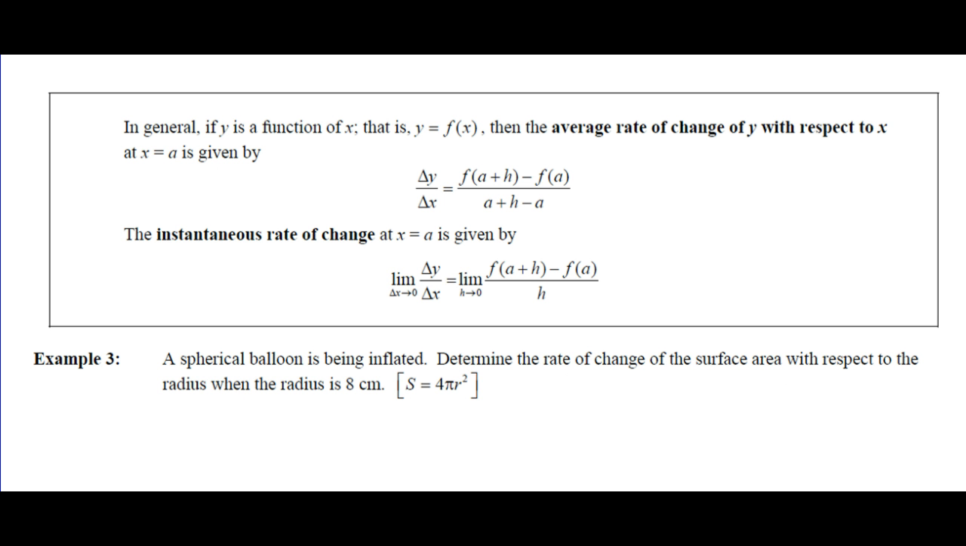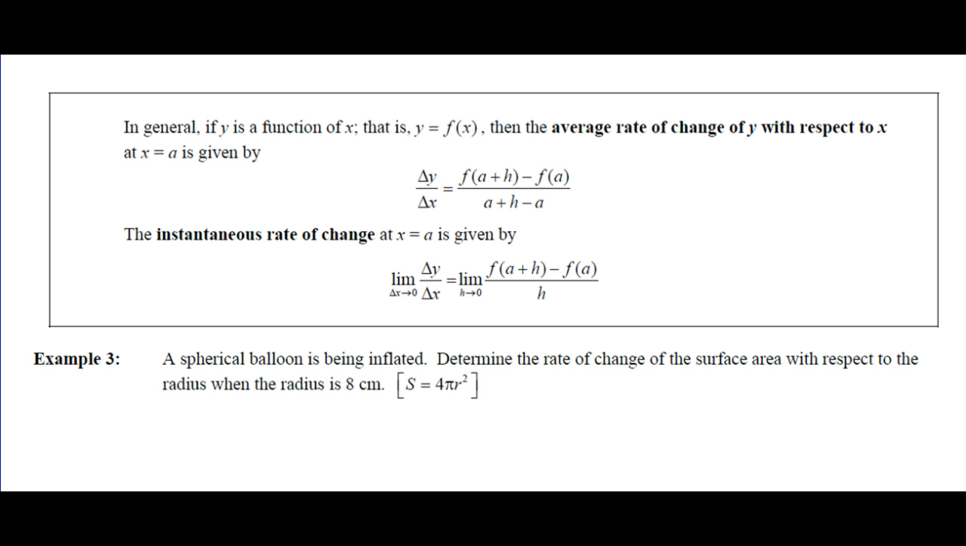So in summary, in general, if y is a function of x, that is y equals f of x, then the average rate of change of y with respect to x at x equals a is given by delta y over delta x. It's f of a plus h minus f of a over a plus h minus a. And the instantaneous rate of change at x equals a is given by the limit as delta x approaches 0 of delta y over delta x, which is the limit as h approaches 0 of f of a plus h minus f of a over h.